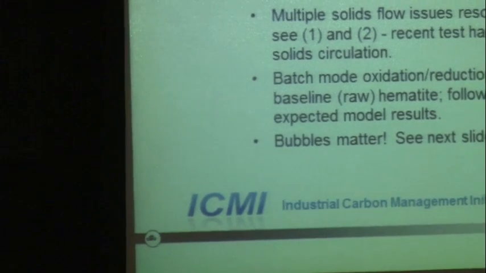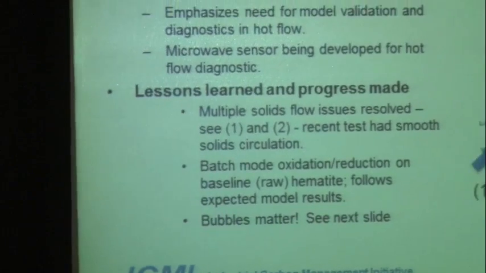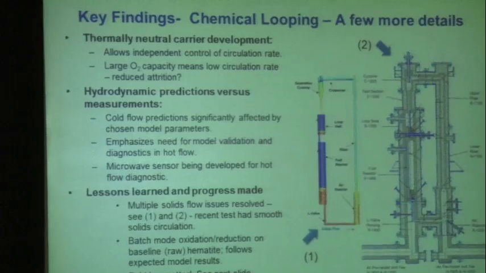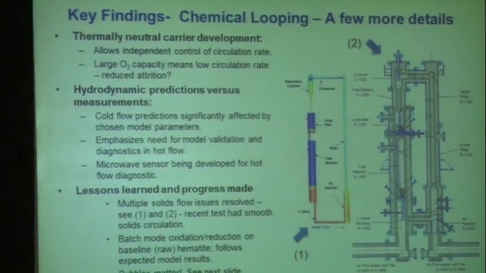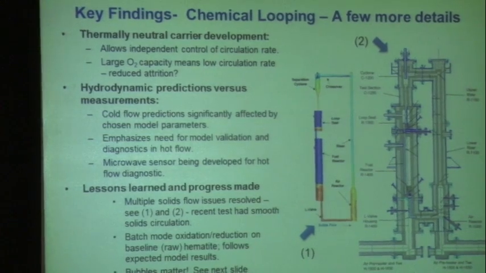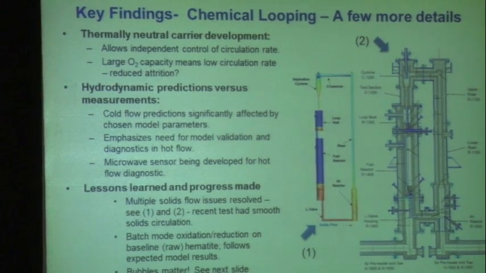So here's sort of what we've been seeing in the lab. I mentioned the thermally neutral carrier, and what we're wondering about is, because you don't have to set the flow rate for that carrier to provide the thermal energy, it actually reduces the amount of circulation rate that you need. And will that reduce attrition? I don't know. We're going to find that out. It's part of what we're looking at right now.